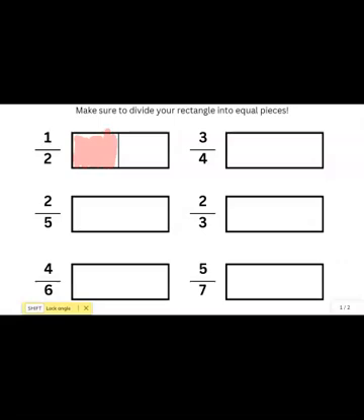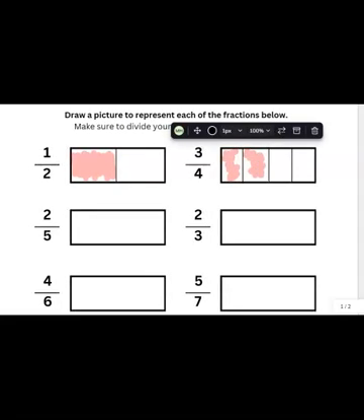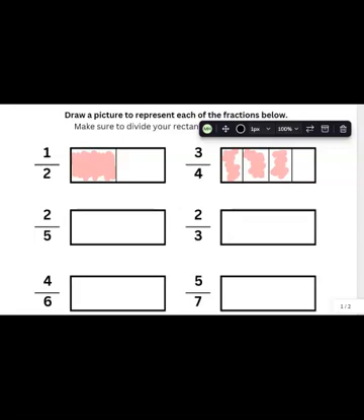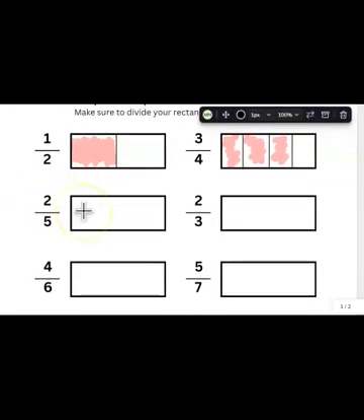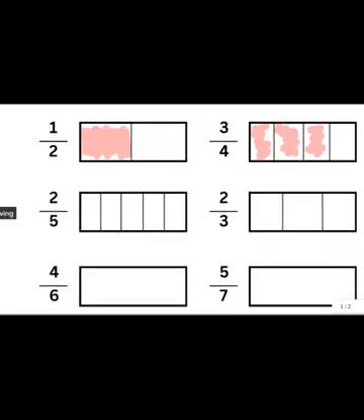Our next example says 3/4, which means we need to cut our rectangle into 4 equal pieces. Take a second and do that on your paper. Once you've split your rectangle into 4 equal pieces, you need to color in 3 of them to represent 3/4. There we go. Try the next 2 examples on your own and then push play on the video when you're ready to see the answers.